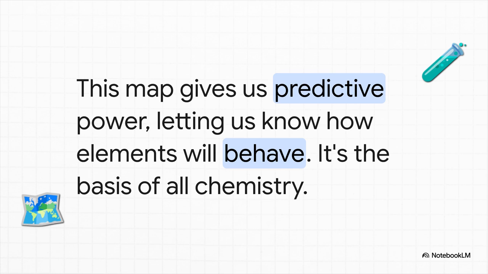So why does any of this matter? What's the big takeaway? It's this. This map is incredibly powerful. It gives us the ability to predict things. Just by knowing where an element lives on this map, we can make a really good guess about its size, its strength, and how it's going to behave and react with everything else. This isn't just a neat trick. This is the fundamental logic that all of chemistry is built on.